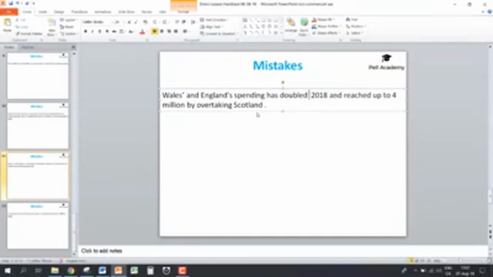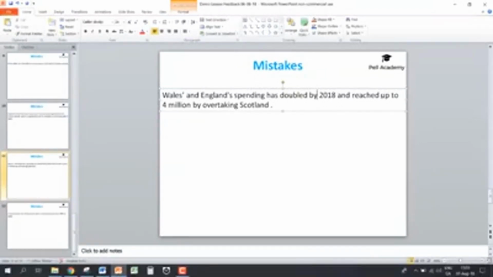So we can't say in 2018. We have to say by. So it's like it happened in the period stated in the past until now. So within those years, not that it all happened in 2018. So it happened in the years previously leading up to 2018. So Wales and England's spending has doubled by 2018 and reached up to 4 million by overtaking Scotland.